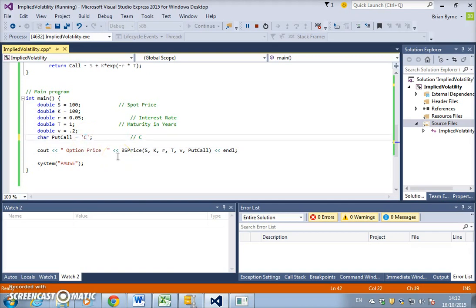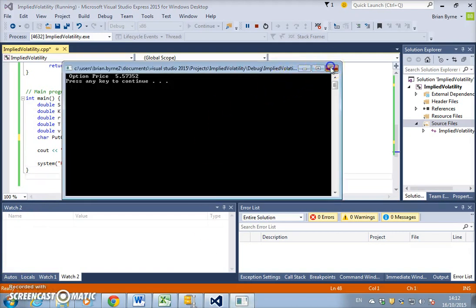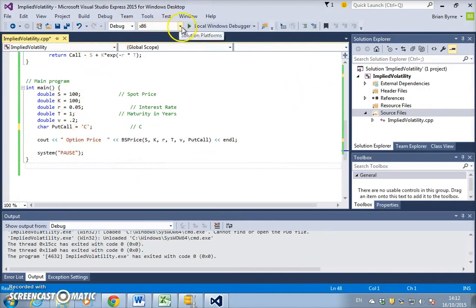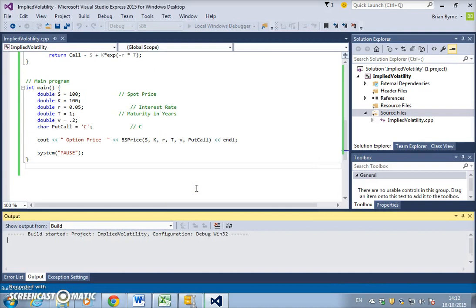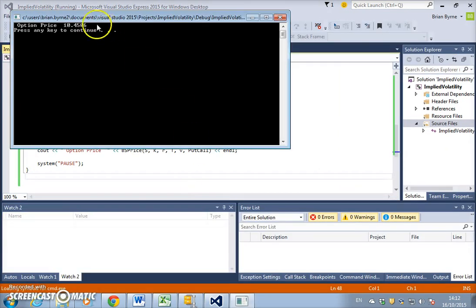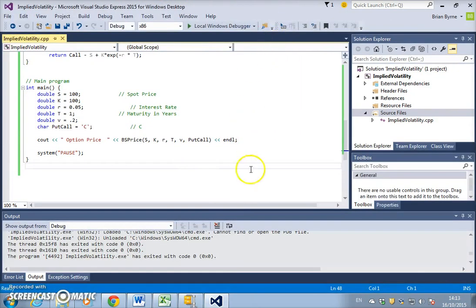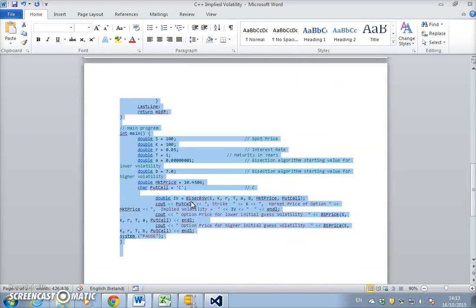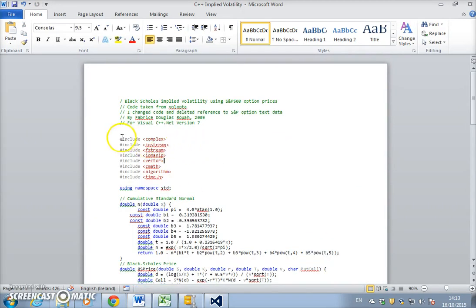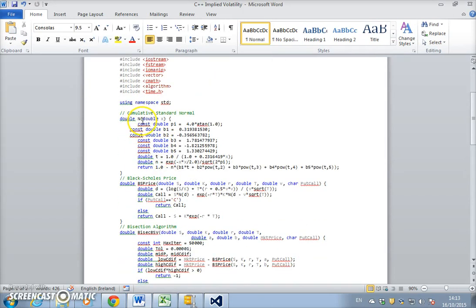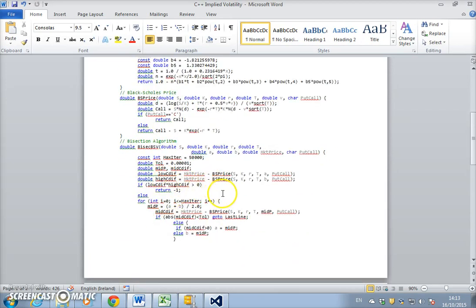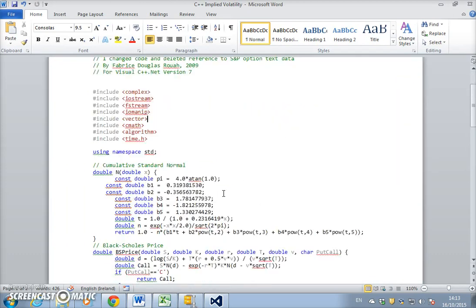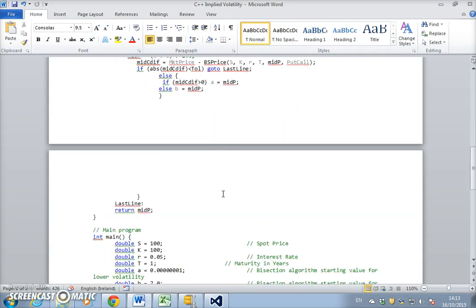So if we change this back to C and come back to the debug window and close down the debug and run again, we should get 10.45 for our estimate, which we do. Okay, so that's fine. But the original code, changed slightly by me, Fabrice's original code actually incorporated not just cumulative normal probability and Black-Scholes, but also set out a bisection function in much the same way as we had done before.